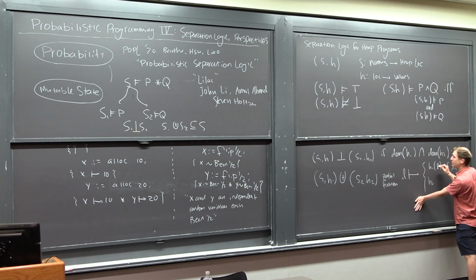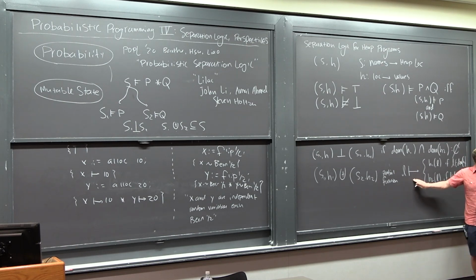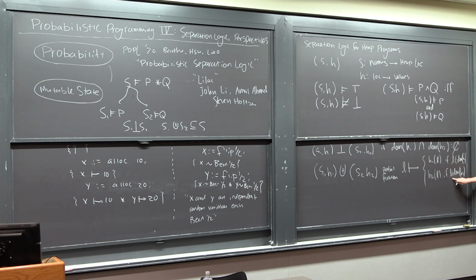S of L to be properly type checked here, right? Because I'm going from names to heap locations. Actually, no, this is fine, yeah. H2 of L if L is in the domain of H2. Okay, and notice that this is partial because if I didn't know which heap L belonged to, then I wouldn't be able to give this a well-defined notion, right? I wouldn't be able to give this a meaning.